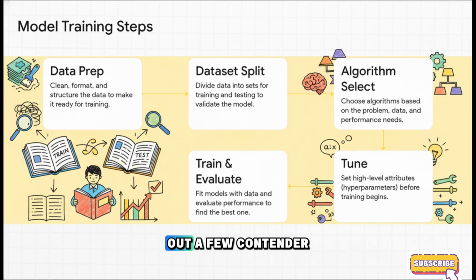From there, you pick out a few contender algorithms, fine-tune their settings, and then finally, you train them all and evaluate them to see who the winner is. Let's take a closer look at a couple of these steps.